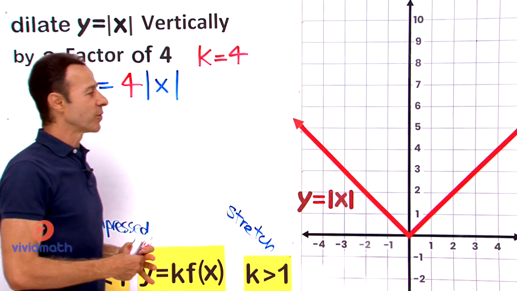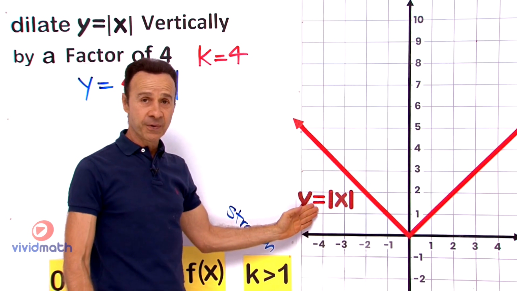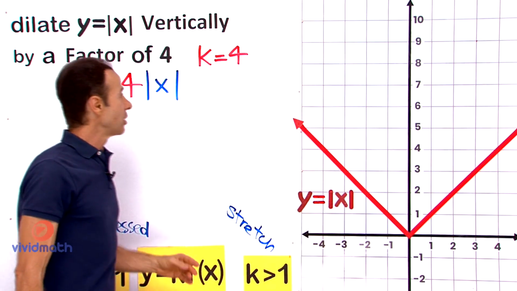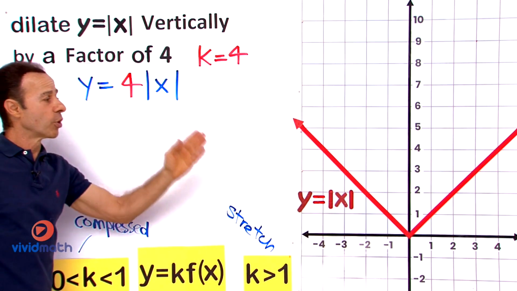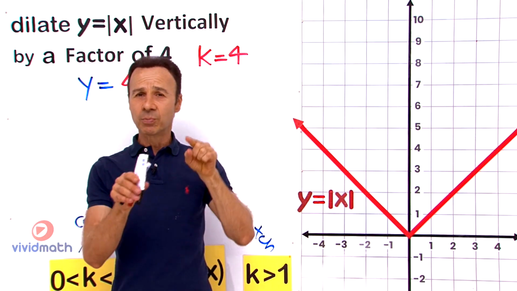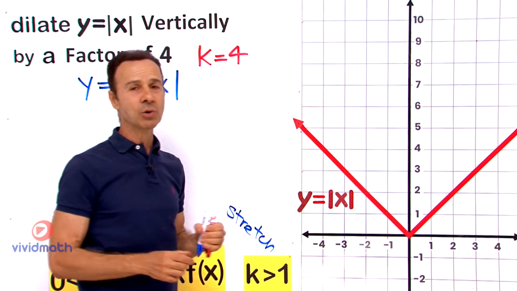Now, at the moment, we've got a sketch of it right here, and it's just the parent function, y equals the absolute value of x. We haven't applied the dilation factor of 4 yet. We're about to. In order for us to do that, we're going to draw a little small table of values and put some points in there, and join the dots and see what it actually looks like.